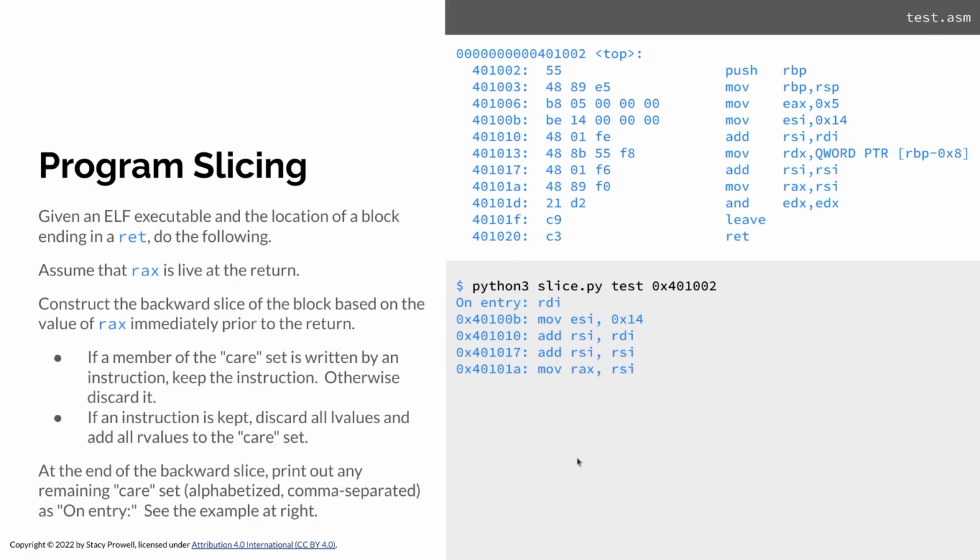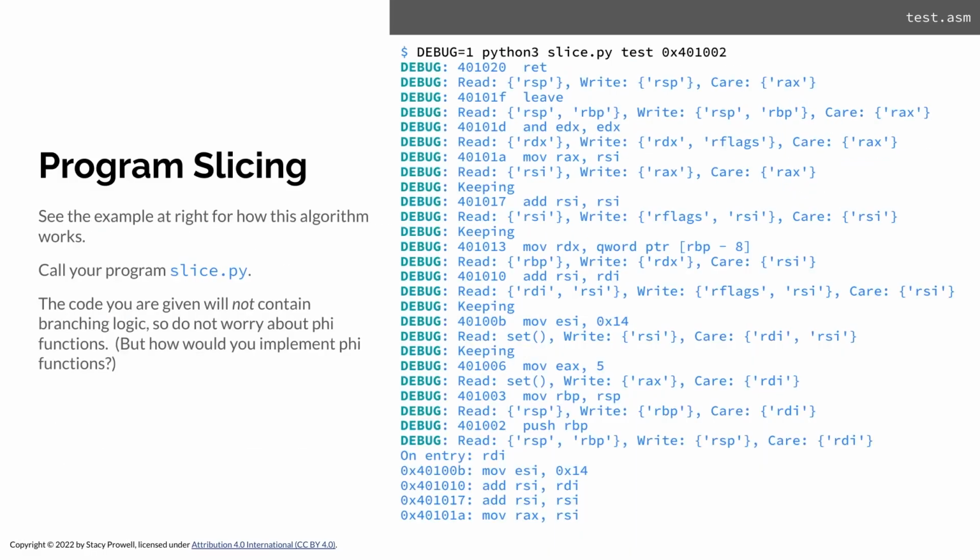I'd like you to print out anything that's left in the care set when you get done. In this case, I reach the top and RDI is still in there, which tells me that if I want to know RAX at the end, I have to know RDI at the beginning. If I ever reach a case where the care set is empty, I'm done. Nothing can ever get back in there. So I just stop immediately. All right, hope that makes sense to you.